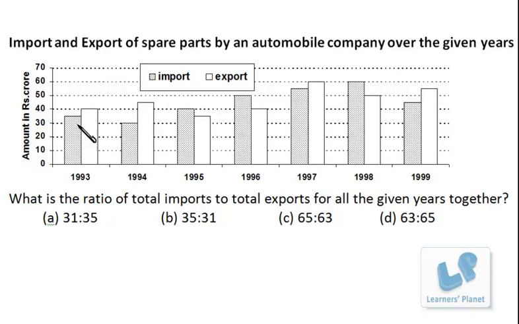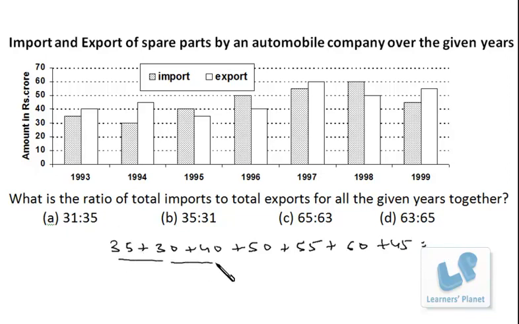Now just add, this is 35 plus 30 plus 40 plus 50. If you wish to write, you can. If you don't wish to write, you can directly add, right? So it's 50, then it is 55, then it is 60, and then 45, right? And this is import, and divide it by total export.